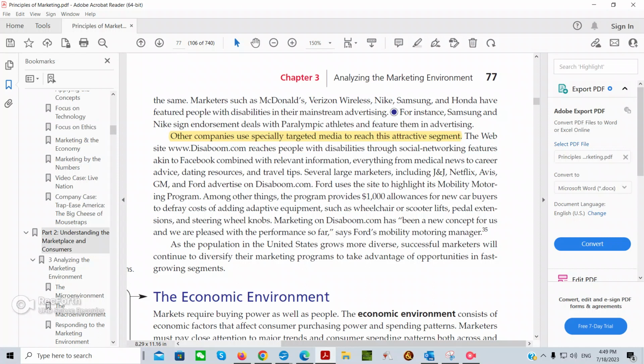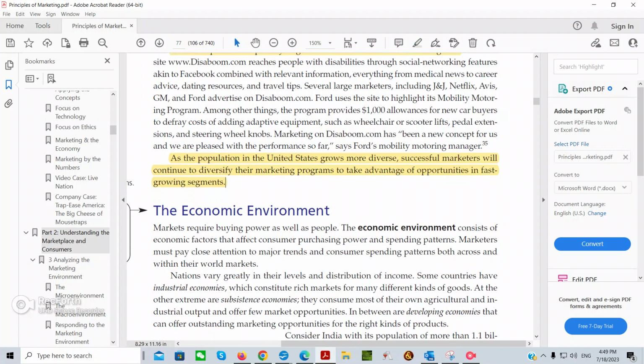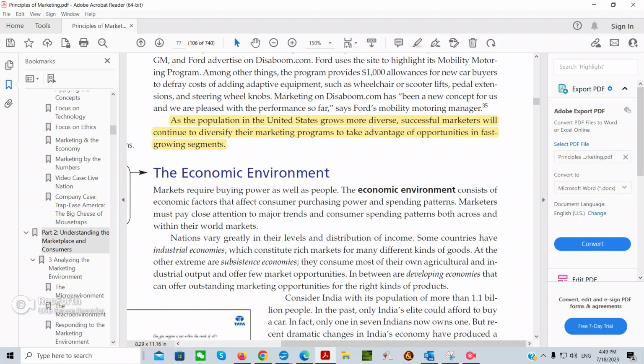As the population in the United States grows more diverse, successful marketers will continue to diversify their marketing programs and take advantage of opportunities in fast-growing segments. I like that conclusion at the end. Kind of puts it all together, so I like that. That's pretty good.